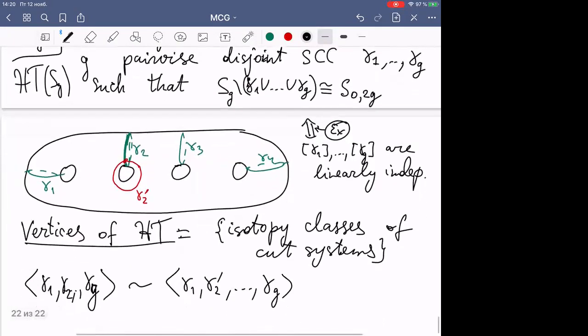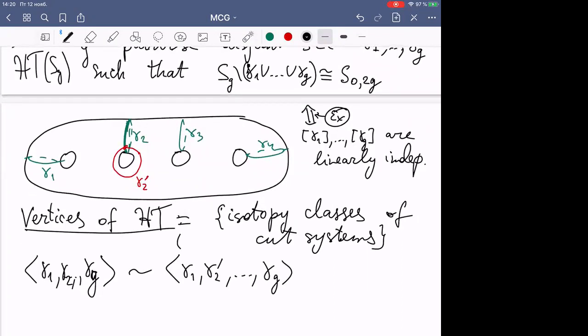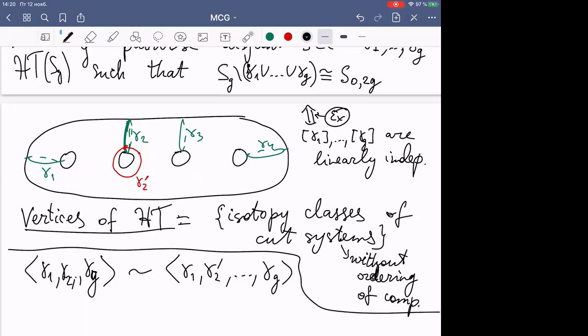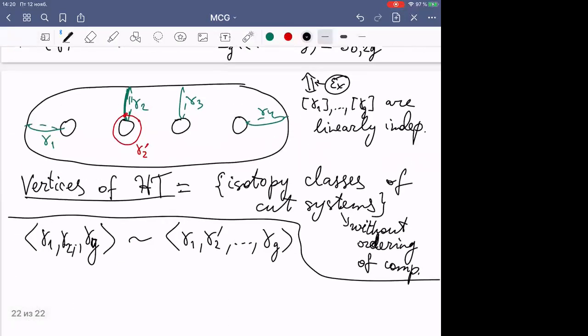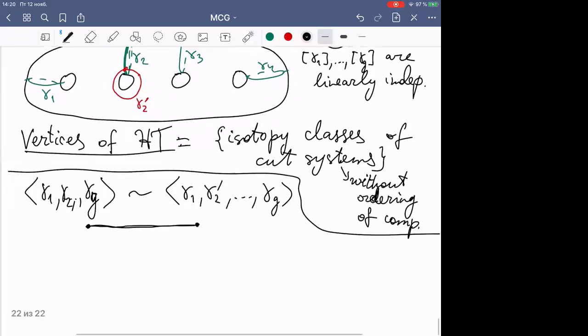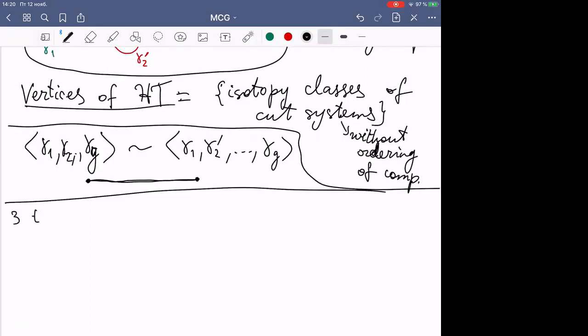Let us specify that when we talk about a cut system, we do not want to think about the order of its components. Cut systems are without ordering of components. It is completely not important in which order it is. And anytime we see this situation, we connect these two vertices by an edge. And now there are three types of two-simplices.